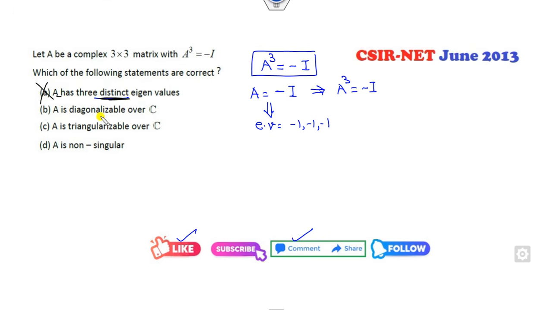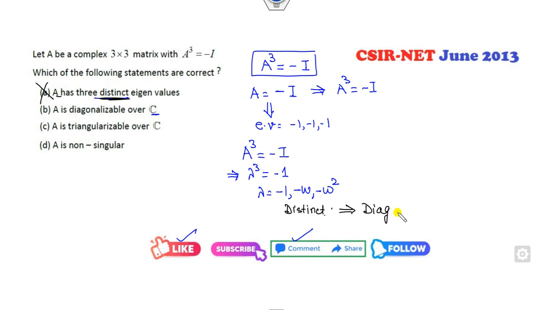A is diagonalizable over C. Now once you are talking about C, A cube is minus I. Can you find the eigenvalues of this? Lambda cube is equal to minus 1. The roots are minus 1, minus omega, minus omega square. Clearly these are distinct eigenvalues. So if they are distinct eigenvalues, it means the matrix is diagonalizable. B option is the correct one. So A is diagonalizable over the complex numbers C.